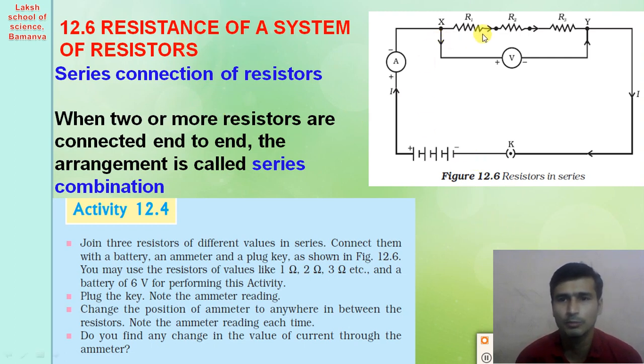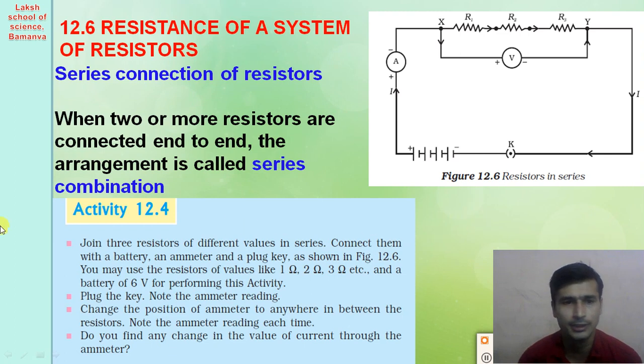When two or more resistors are connected end to end like this, as the circuit shows resistors R1, R2 and R3, three resistors connected end to end, this combination is known as the series combination of resistors. When resistors are connected in series, what is the effect on the electric current passing through the circuit, and what is the potential difference across each resistor? We will understand with the help of an activity.